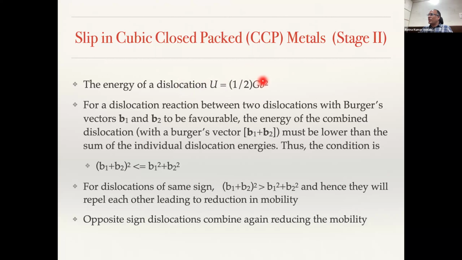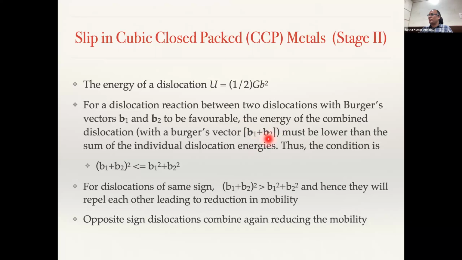Meaning, if you have one dislocation whose Burgers vector is B1, the energy of that dislocation is B1 square, and the second dislocation is B2 square. So the sum total of these two energies is B1 square plus B2 square. Now the question is, when do these dislocations, whose vectors are represented by B1 and B2, combine and form a new Burgers vector B1 plus B2?